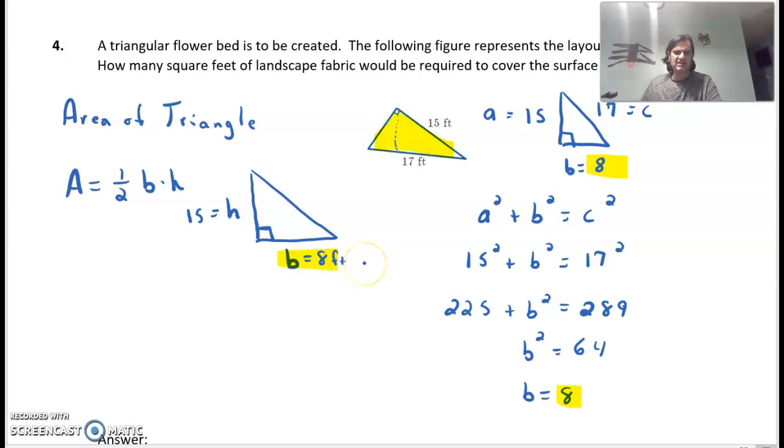So I didn't really need the hypotenuse or the longest side, outside of the fact that they didn't give me the two sides I did need, so I needed it to help me find that base. Now I need to come over here and use that in my formula.